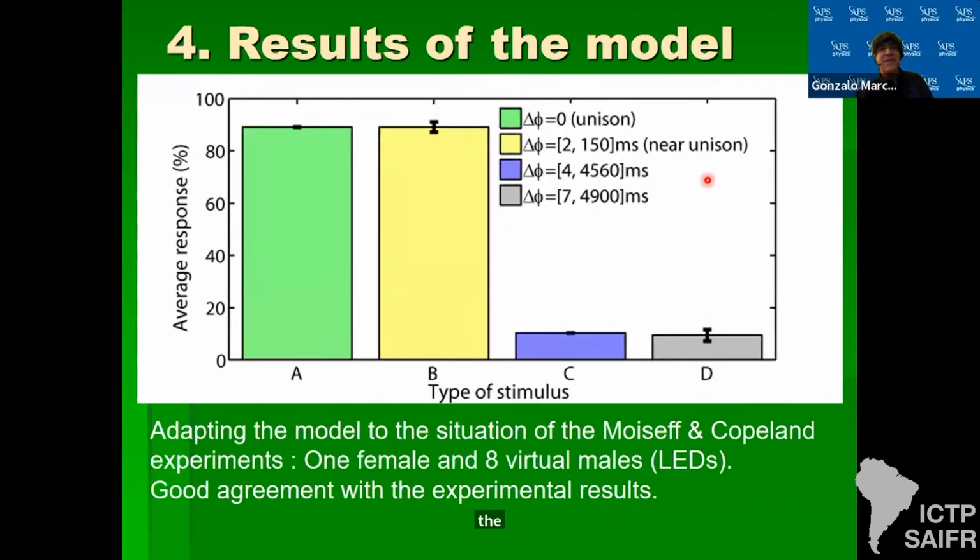So what we obtained performing the numerical integration of our equations under the conditions in which Moiseev and Copeland worked: the response of the females for the situations A and B are similar, more than 80%, more or less the same as in the measurements of Moiseev and Copeland. And for the disordered signals of the males, we have a very low response of the females, less than 10%. So in a certain way, this validates our model.